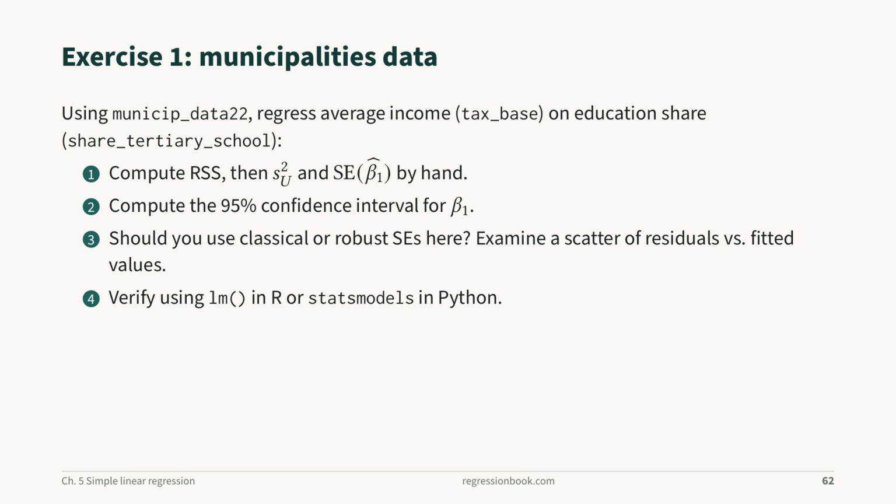The first exercise takes the municipality's data. Regress the tax base on the tertiary schooling share, build the error variance and standard error by hand, form the interval, then decide, with a residual plot, whether classical or robust standard errors belong here.